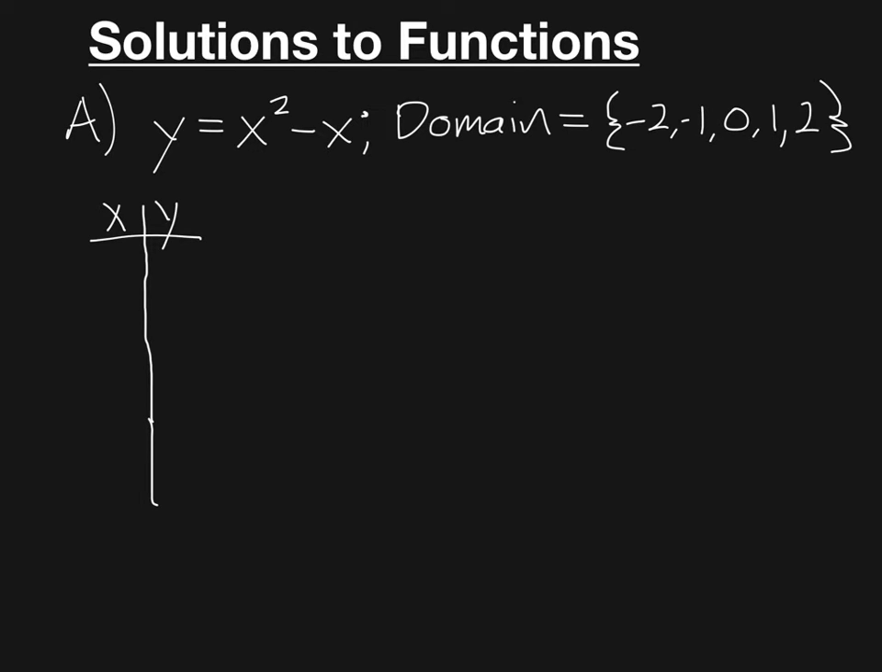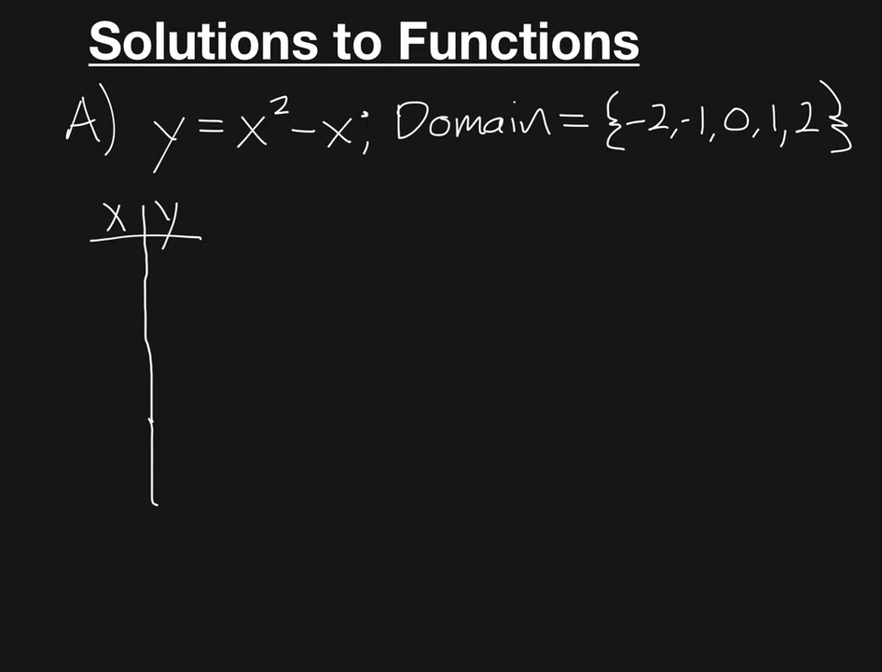Hey everybody. Tonight we're going to look at solutions to functions like the ones we saw in class today. To get started with that, let's take a look at an example similar to what we might have seen in class. Here we have a function y equals x squared minus x, and we have the domain that we're going to use for that function. In this case it's -2, -1, 0, 1, and 2. So these are our possible input values.